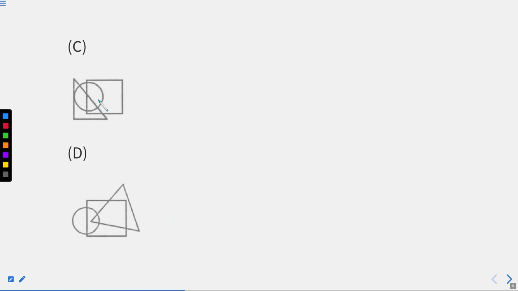For option C, we see that the common area between the triangle and the circle is this, this is the common area. I hope this part is clear. But we want to exclude the square. So the remaining area with us is this part.